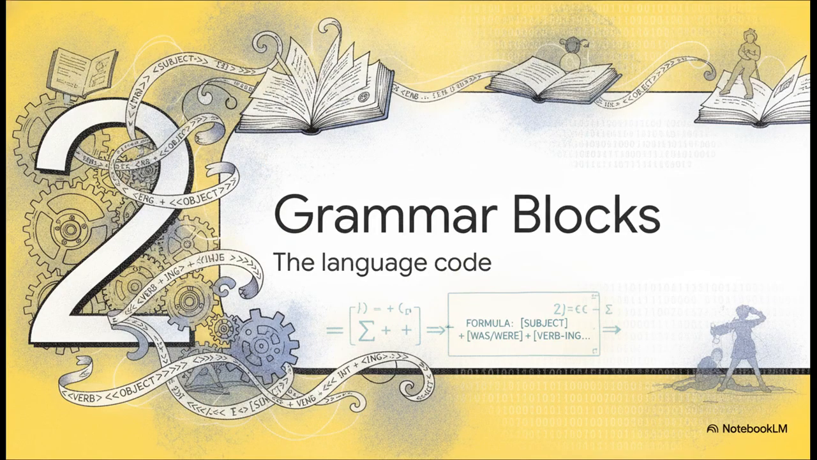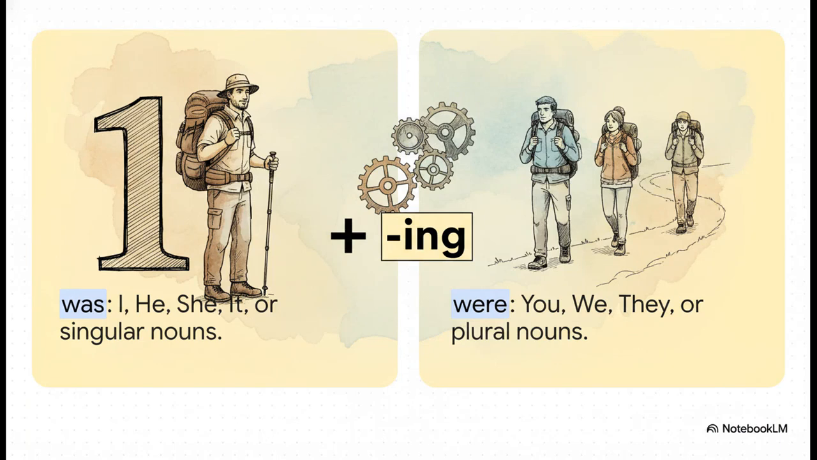Moving right along to Section 2, the grammatical building blocks, the code behind the language. Now, what's really interesting about this slide is if we treat grammar not just as arbitrary rules, but as the underlying code of great storytelling, it all starts with selecting the right auxiliary verb, which, by the way, is just the past tense of the verb to be. On the left, we've got the singular rule. We use was for singular subjects, I, he, she, it, or singular nouns. Then over on the right side, there's the plural rule. We use were for plural subjects, you, we, they, or plural nouns.